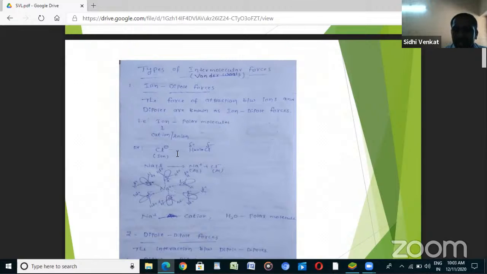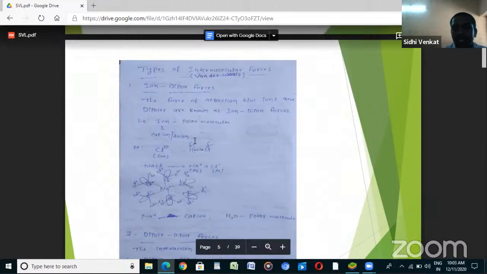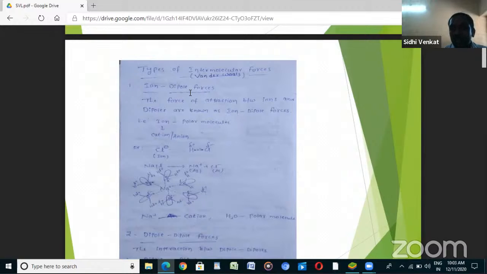The force of attraction. Look at this, students. What is the force of attraction here? One is the positive charge and another one is the negative charge. Here Cl minus and delta H plus. What is meant by delta H plus? Partially positive charge. The force of attraction between Cl minus and H plus: one is the ion, another one is the polar molecule, that is a dipole molecule. This force is called ion-dipole forces.